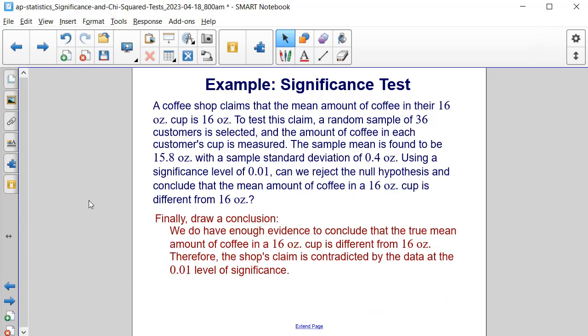And we can draw a conclusion based on our results. We do have enough evidence to conclude that the true mean amount of coffee in a 16-ounce cup is different from 16 ounces. Therefore, the shop's claim is contradicted by the data at a 1/100th or 1% level of significance.